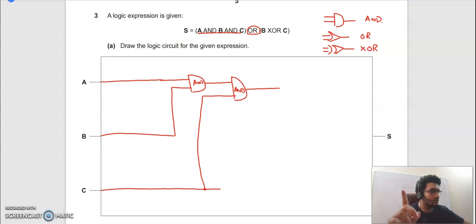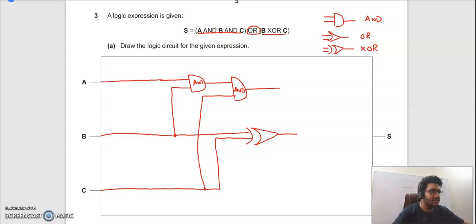We'll get to this later on, because always remember the best way to do it is that in the first step, we try to solve the ones in the bracket first. So it says B XOR C. So of course, I'll need to take a point from the line from B. This is my XOR gate, and this is going to be XORed with C. So I've got B XOR C.